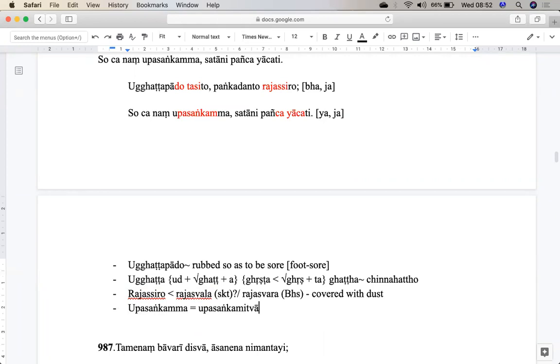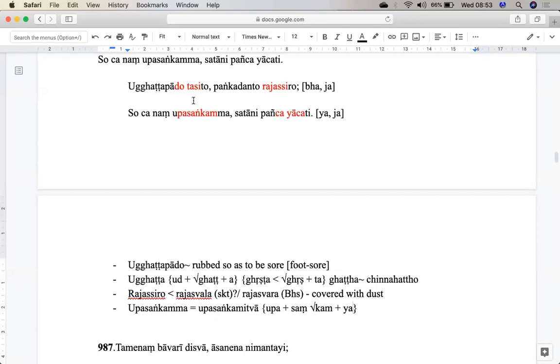Ubasaṅkamitvā, but with the suffix ya. Gerund with the suffix ya. The root of upasaṅkamma is kam, and the gerund suffix ya replaces tvā, so upasaṅkamitvā becomes upasaṅkamma. So upasaṅkamma, and satāni pañca yāceti.